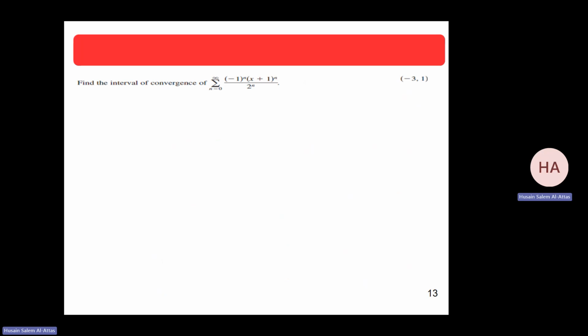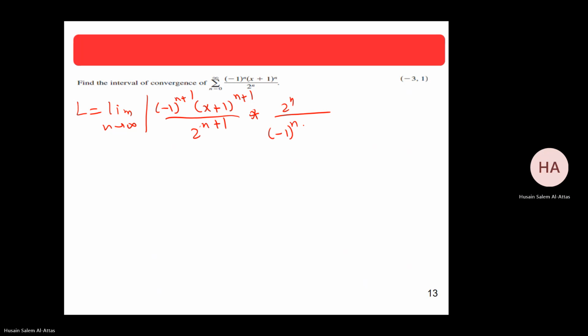Let me check this one. Same thing. Find the limit as n goes to infinity. This is minus 1 to the n plus 1, x plus 1 to the power n plus 1, over 2 n plus 1, times the reciprocal of this.